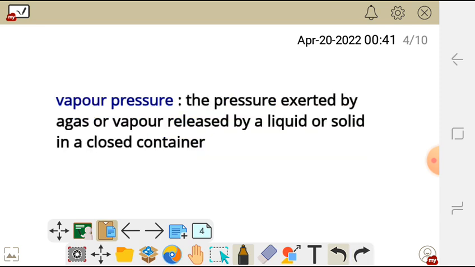So what is vapor pressure? Vapor pressure is simply the pressure exerted by a gas or a vapor released by a liquid or solid in a closed container. If you have a closed container, the pressure that the gas or vapor released by a liquid or solid exerts on the container is what we call the vapor pressure.